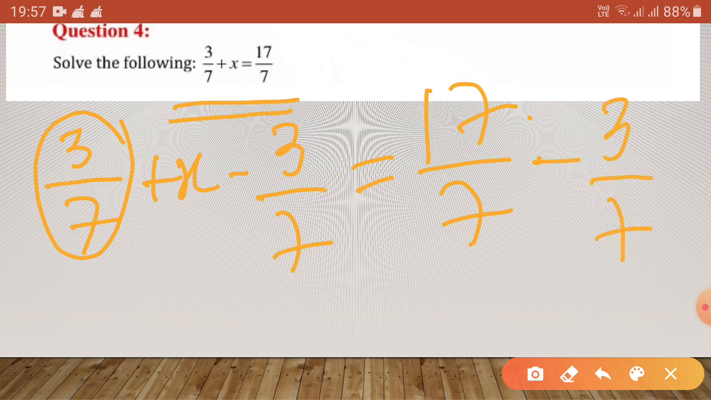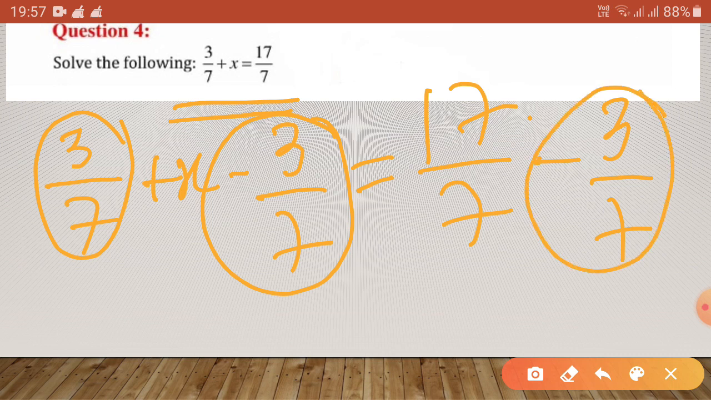We have to write minus 3 by 7 on both sides to minimize this equation. Therefore on the right side we have 17 by 7 minus 3 by 7, and on the left side we have 3 by 7 plus x minus 3 by 7.